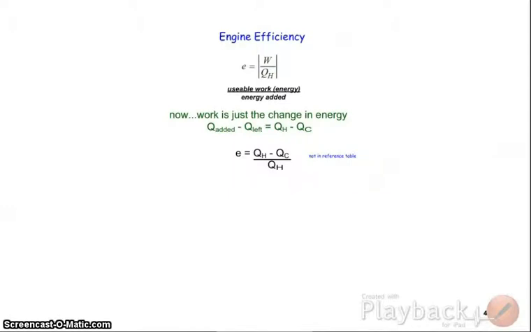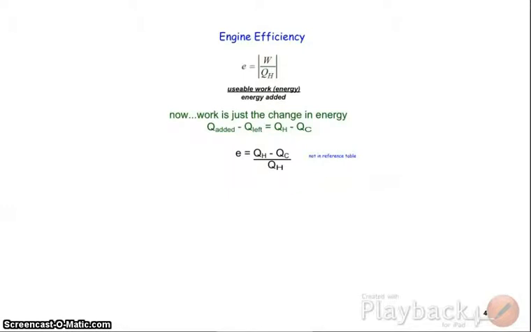Now, heat engines have a certain efficiency, which basically means you put in a certain amount of energy, you get a certain amount of energy out. And that equals your work divided by the heat energy of the hotter part. The usable work is W, over the energy added. So how much energy are you able to use versus how much did you put in?